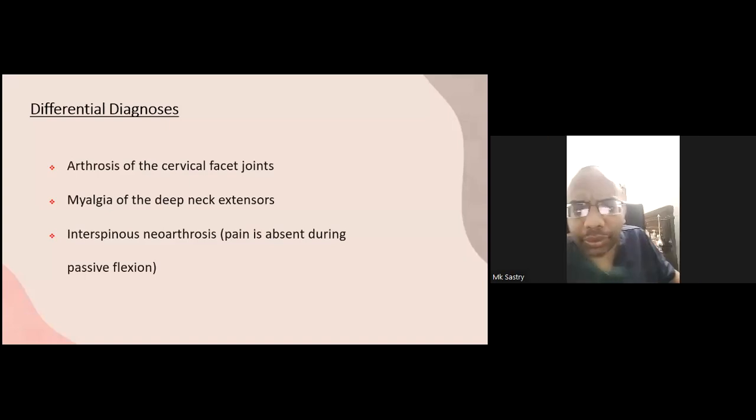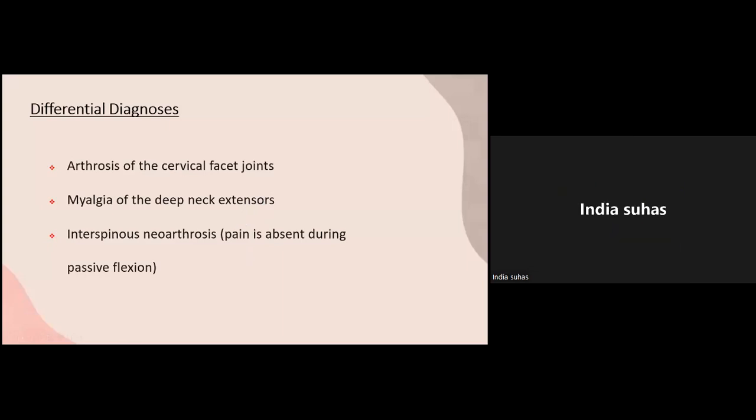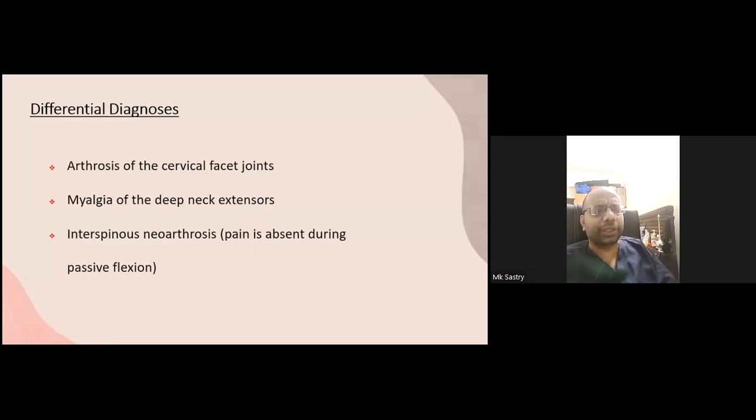It may be because of arthrosis of the cervical spine joint pain, myalgia of the deep neck extensors, intraspinous arthrosis. Generally because of age or any other factor, there is degeneration in the cervical vertebrae. Degeneration happens inside the vertebrae, and because of it strain falls on the neck. Now because of this degeneration, you have this type of pain. It is called non-specific cervical pain.